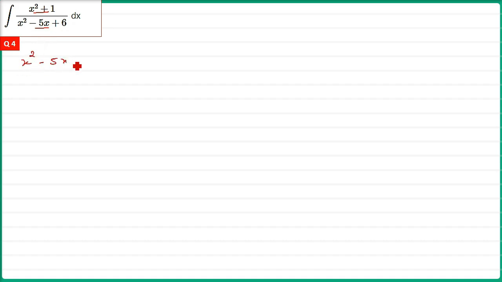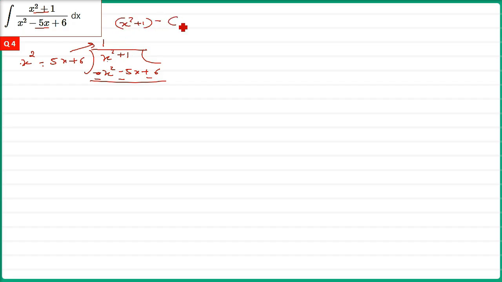We have x square minus 5x plus 6 here. Now we will divide them, that is, x square plus 1. How to divide? You need x square, so you have to multiply by 1 here. So whatever is coming, what are you going to get if you multiply this whole with 1? x square minus 5x plus 6. And when you subtract this, the sign is going to change. Actually what we are doing here is we are subtracting x square minus 5x plus 6 from this x square plus 1.